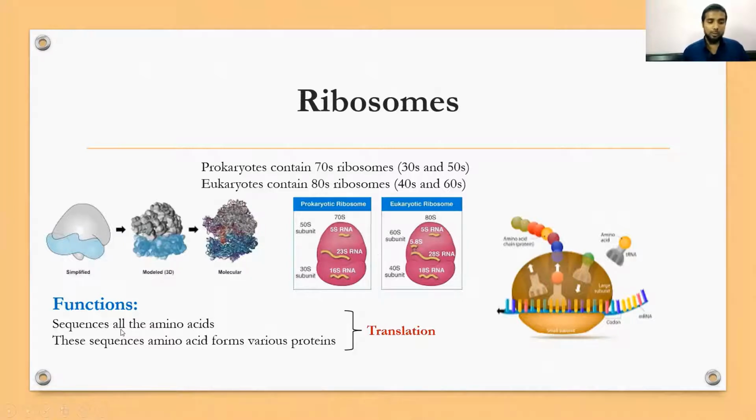Functions of the ribosomes are to synthesize proteins. First, it sequences amino acids one above the other. As you can see in the image here, the mRNA gets an amino acid and transports it here, keeps the amino acid here, and these amino acids go on and attach here. As a result, the chain keeps on increasing.